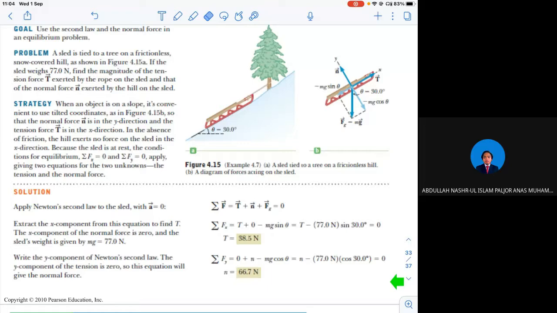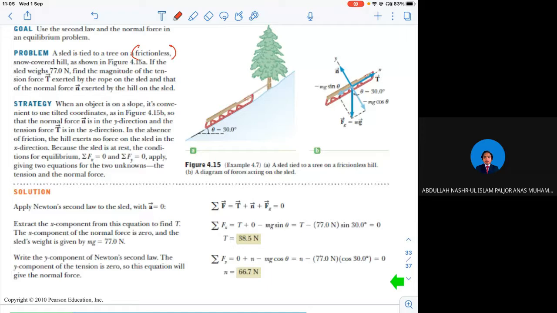A sled is tied to a tree on a frictionless snow-covered hill, as shown in figure 4.15. If the sled weighs 77 Newton, find the magnitude of the tension force T exerted by the rope on the sled and that of the normal force N exerted by the hill on the sled. So that means they want two things. First is to get the tension T, and number two is the normal force exerted by the hill on the sled.